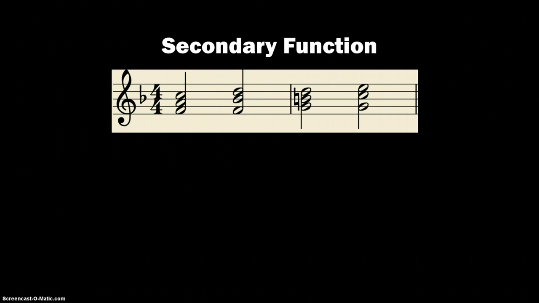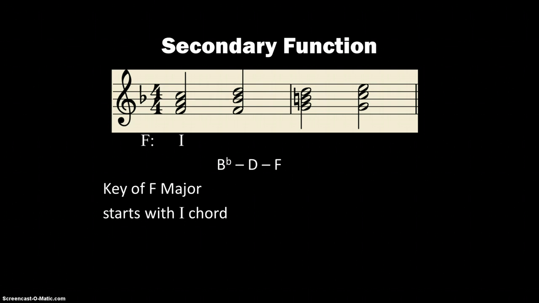So here we have an example. We're in the key of F major, and we see that there's one chord with an accidental. So we start off on our 1 chord, F, A, C. Next we have a B flat, D, F. It's an inverted chord. That's actually a 4 chord in second inversion. Okay. Then we have our accidental chord.